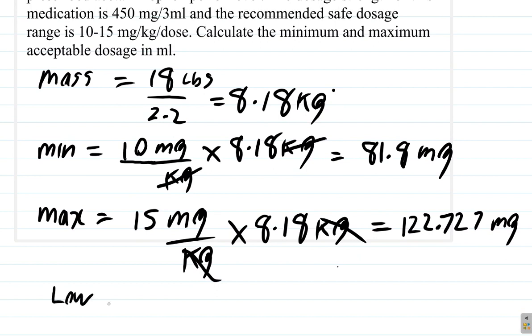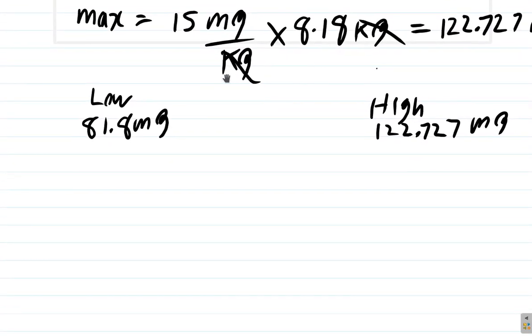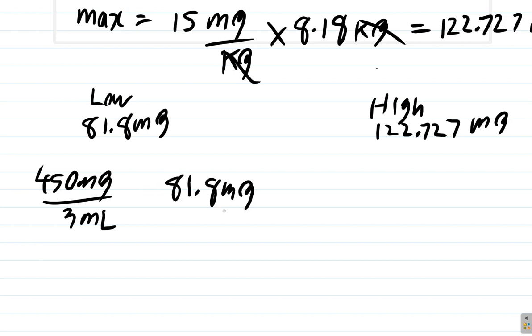All right. Now in milliliters. Remember, at the low end, we have 81.8 milligrams. At the high end, we have 122.727 milligrams. We want each in milliliters. Notice that we have 450 milligrams per 3 milliliters. In every 3 milliliters, you have 450 milligrams of a drug. Now we have 81.8 milligrams.